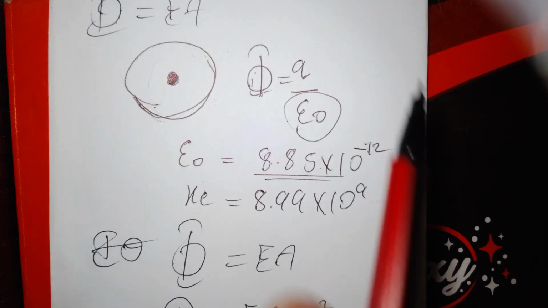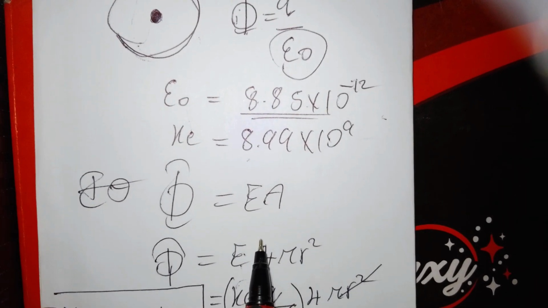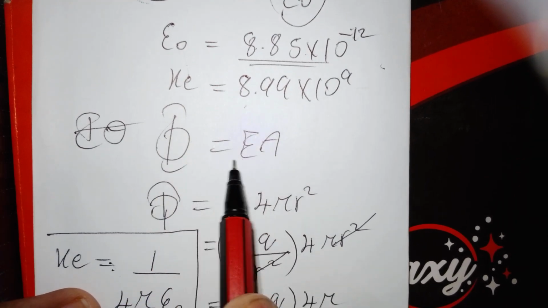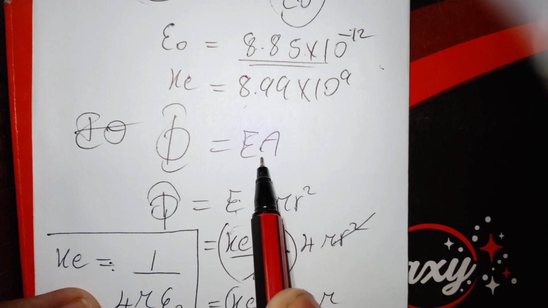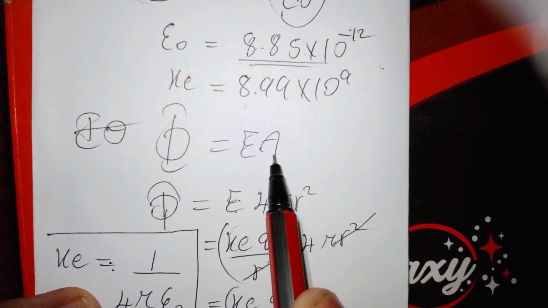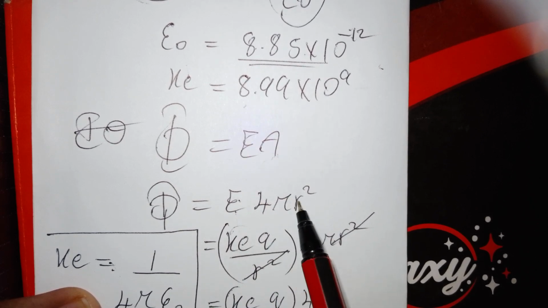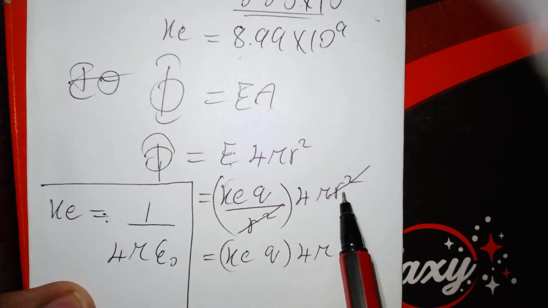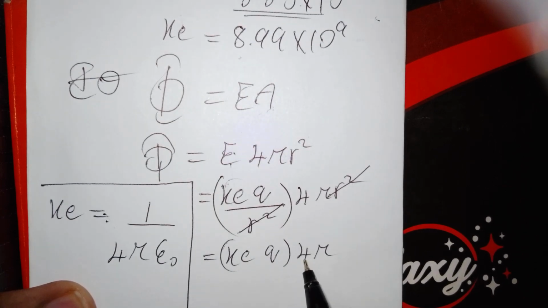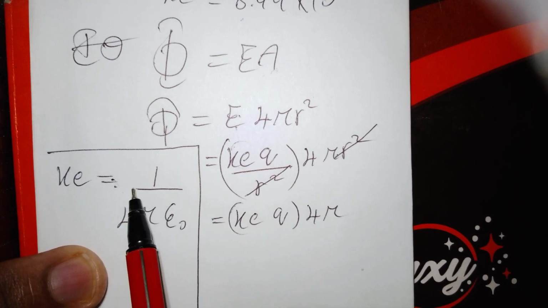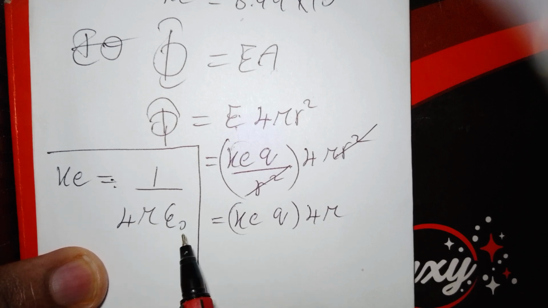How did they come up with this formula? That's what we're doing right now. Okay, let's start from here, electric flux, and then you got EA. A is the area of the sphere, 4 pi r squared. Okay, r cancelled out, then we reach here. So KE is equal to 1 over 4 pi epsilon naught.